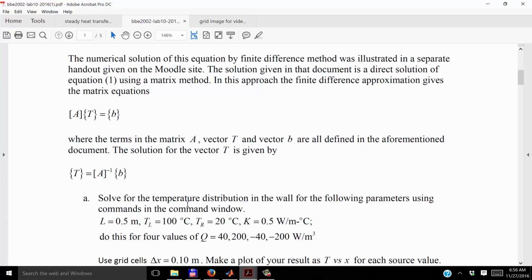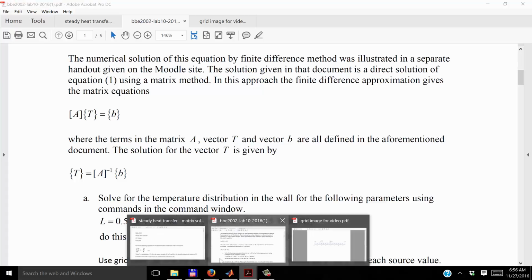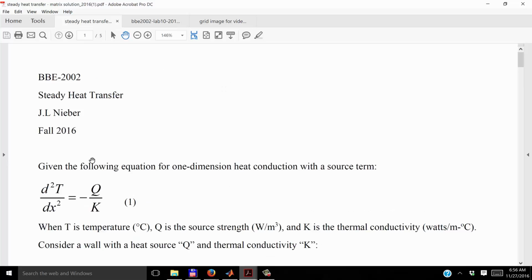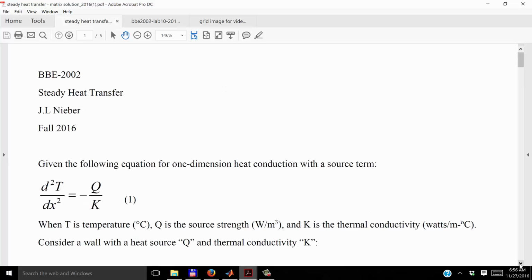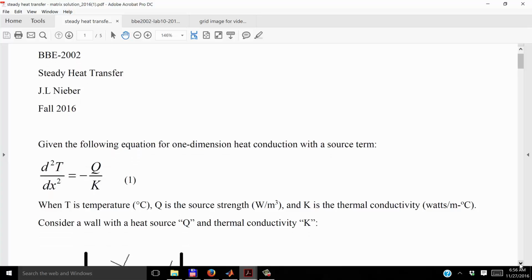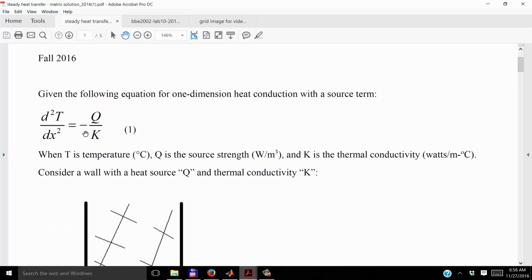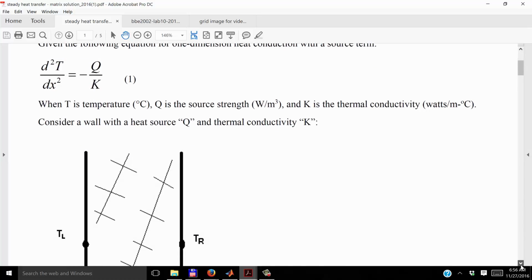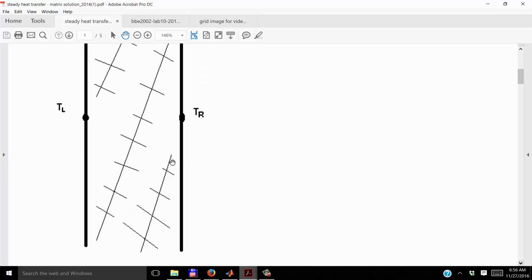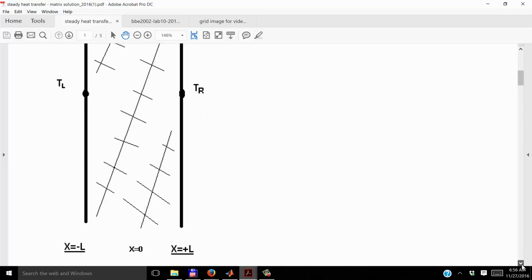I'm going to show some background on this, and then I'll go through the procedures in MATLAB that are used to solve this. So the handout that gives the background on the formation of the matrix was posted on the website. The equation, which is a second order ordinary differential equation, is given here. This equation can be applied to the case that's shown here, a wall with temperature specified TL on the left-hand side, temperature TR on the right-hand side, and we have some sort of heat generation or heat extraction going on inside the wall.